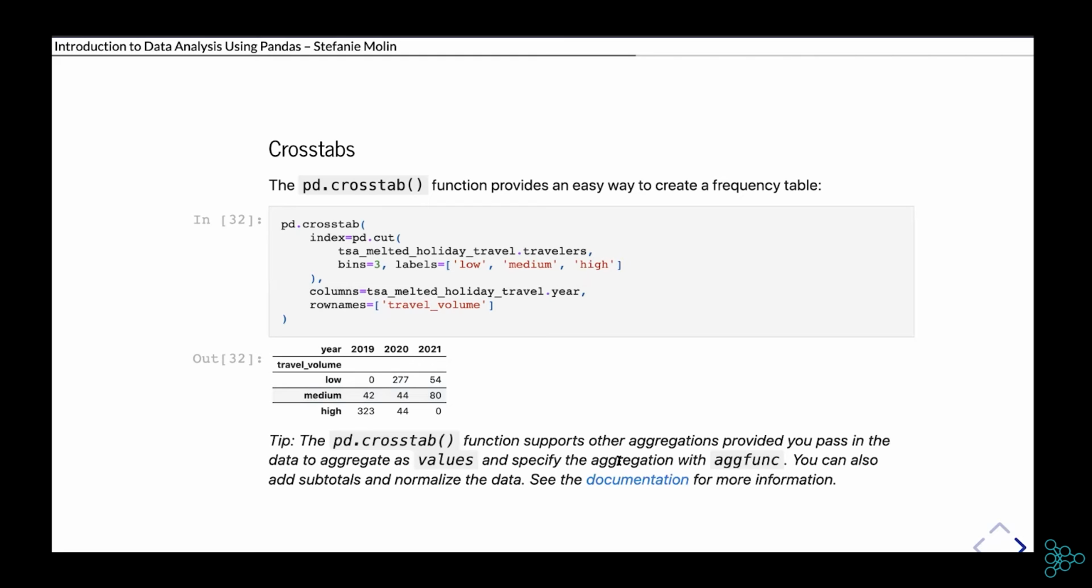So pd.crosstab also supports other aggregations. If you pass in the values that you want to aggregate as the values argument, you'll also have to specify the aggregation that you want to use with aggfunc. So in that sense, it's a little similar to pivot table, but you'll notice that there's a bit more functionality that you can do in here that you couldn't do if you used the pivot table, things like normalizing the data. So I've linked to the documentation for more.